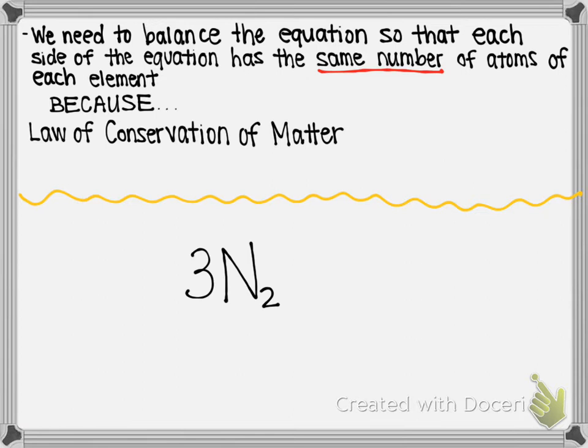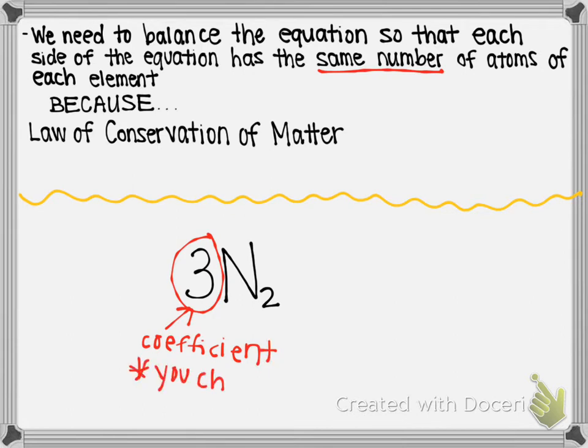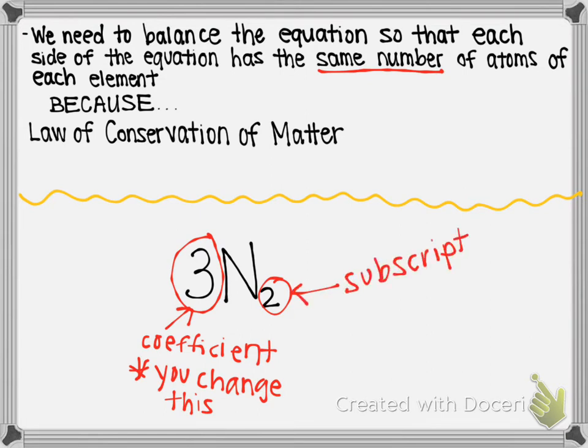I just want to point out when you have something written like this, 3N2, this number before is your coefficient. And this is what you will be changing to balance. So you can change that number to whatever you need to so that the equation is balanced. The small number, however, this is your subscript, and you can never change that.